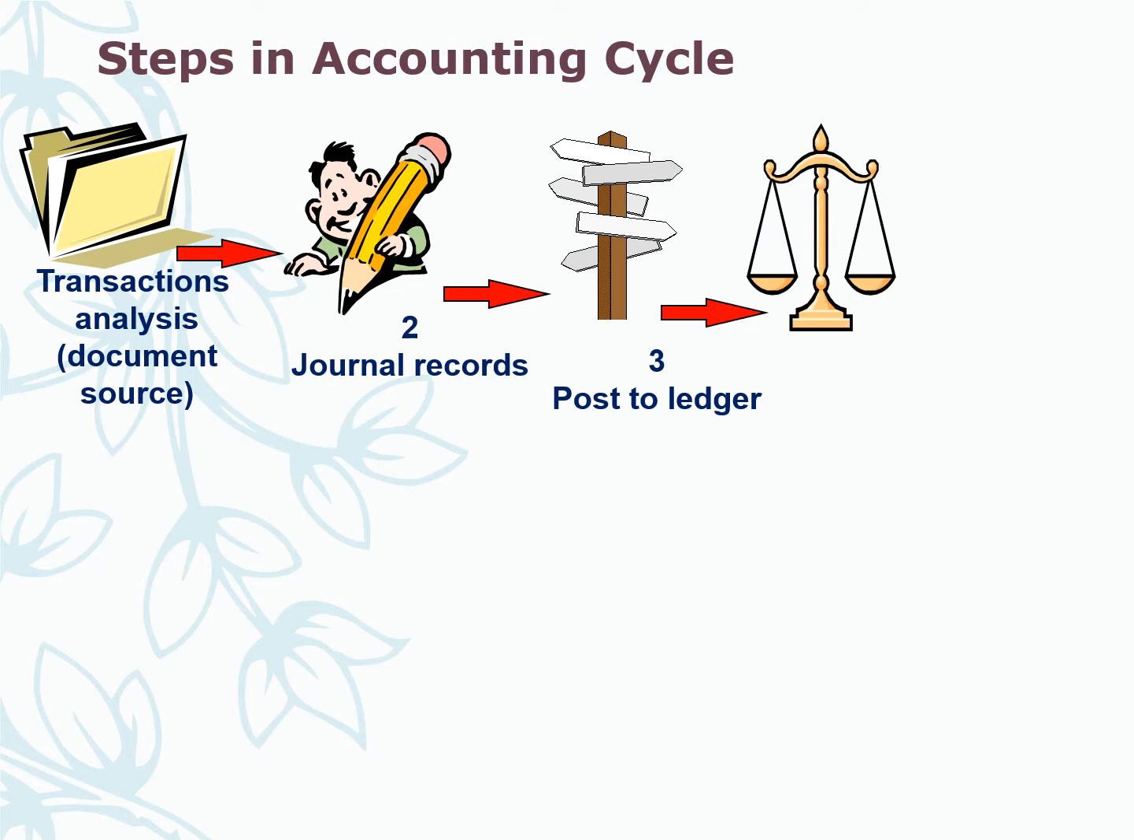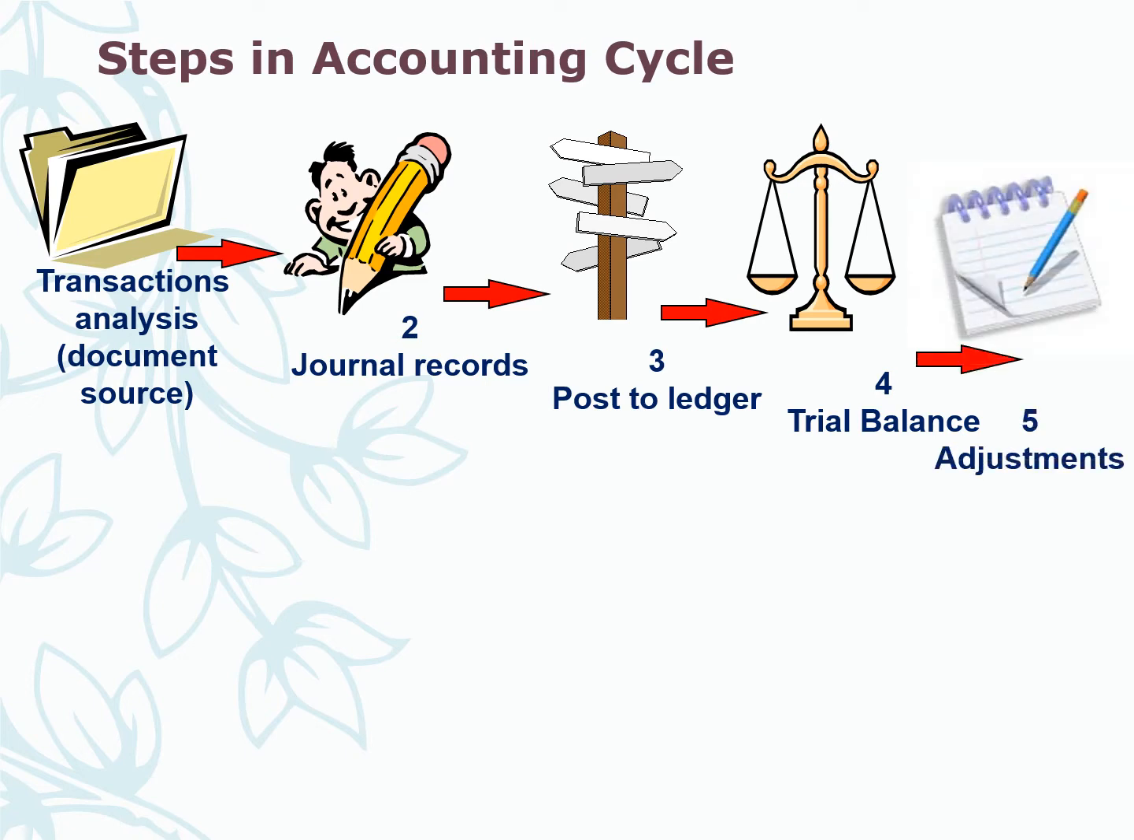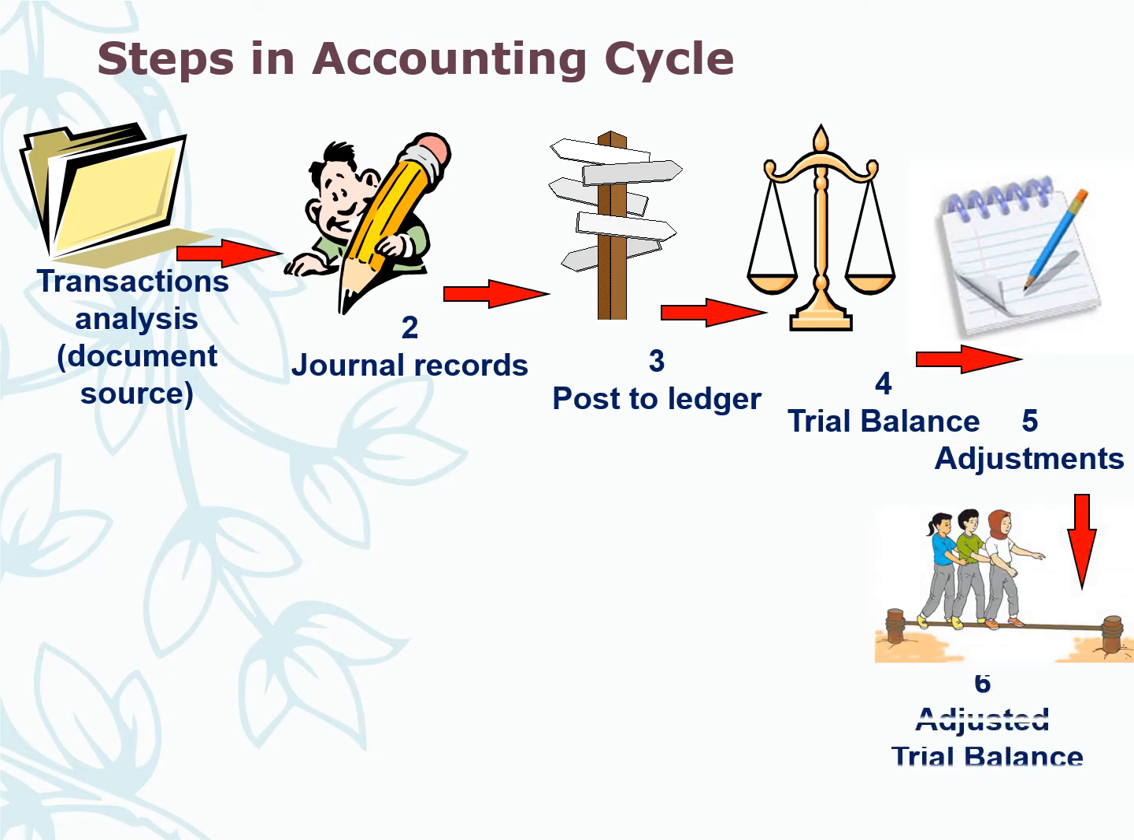Then, the fourth step is to prepare the trial balance. The fifth step is adjustment. That is, we generalize and post adjusting entries, for example, deferrals or accruals. The sixth step is adjusted trial balance. That is, we prepare the adjusted trial balance after the adjustment entries.